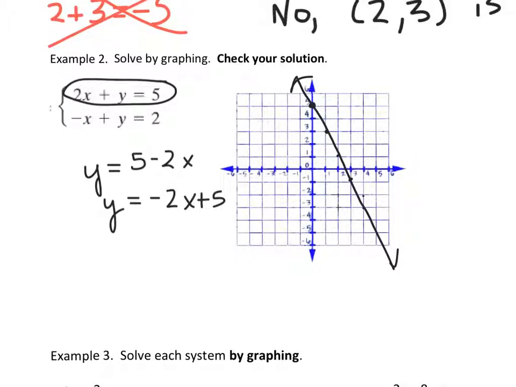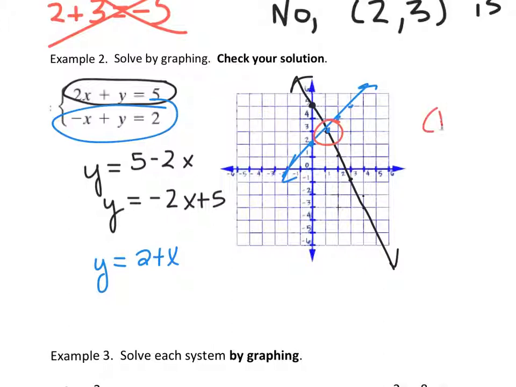My second equation, I'm going to solve for y and put it in slope-intercept form. So it's going to be y equals 2 plus x. I'm going to start at 2 and go up 1, right 1, up 1, right 1. And so I can see that the intersection is going to be (1, 3). So x is going to be 1, y is going to be 3. Now I'm going to substitute it into the first one: 2 times 1 plus 3, does that equal 5?